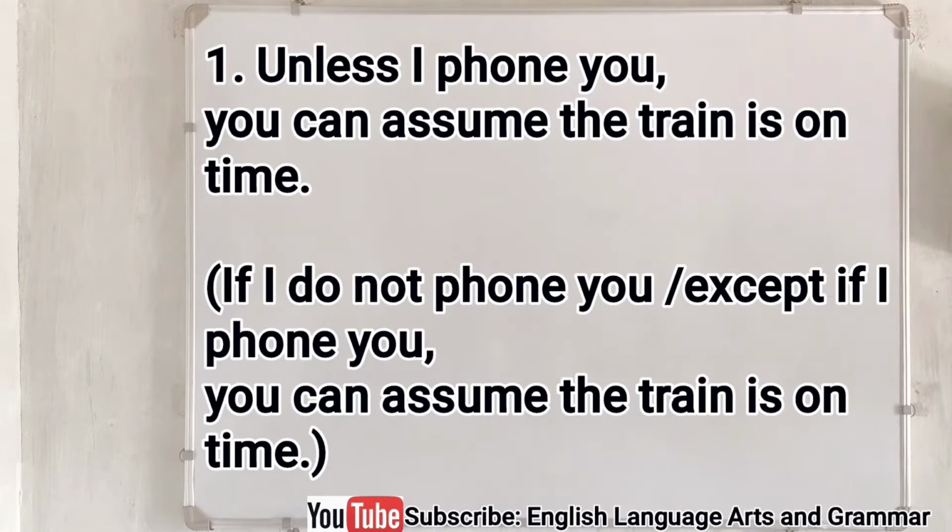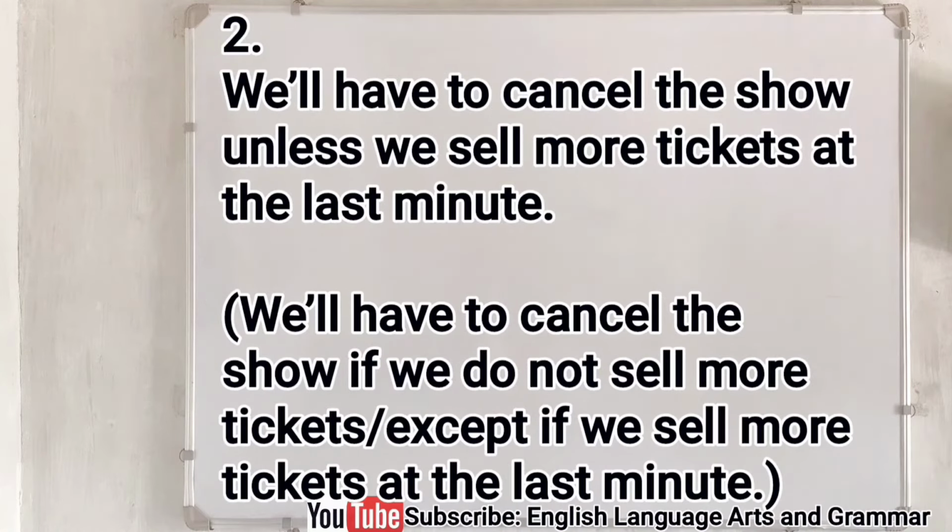Example 1. Unless I phone you, you cannot assume the train is on time. The meaning is, if I don't phone you, or except if I phone you, you can assume the train is on time. Example 2. We'll have to cancel the show unless we sell more tickets at the last minute. The meaning is, we'll have to cancel the show if we do not sell more tickets, except if we sell more tickets at the last minute.